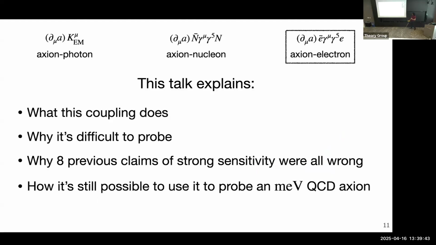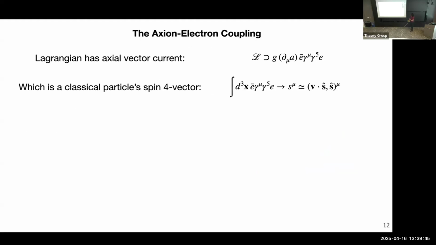So now I'm going to show you. Let's jump into it. What does this coupling do? Well, this is the term in the Lagrangian. The coupling g times the derivative of the axion field times ē γ^μ γ^5 e, which is the axial-electric current of the electron. This always bothered me because when I was a young student, I got my introduction to this term in the following way.